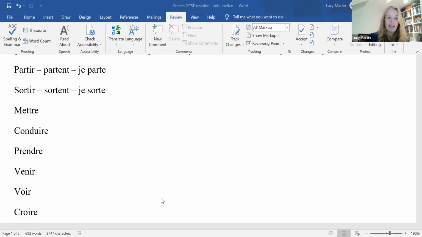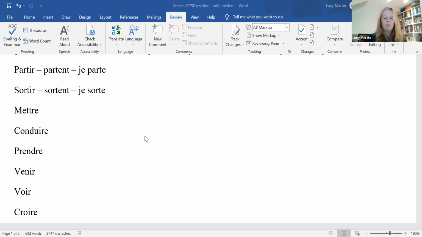So there are IR and ER verbs. These are not strange in the subjunctive, but they don't go nice and normally like the normal present tense. Okay, so partir, the they form is partent, take off the ENT, parte. Sortir goes to sortent in the they form, so je sorte. Mettre goes to mettent, and so take off the ENT, add E, and it's je mette.